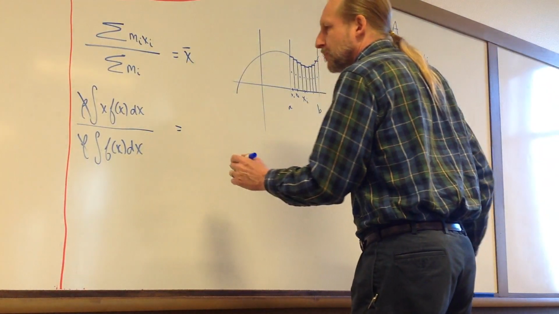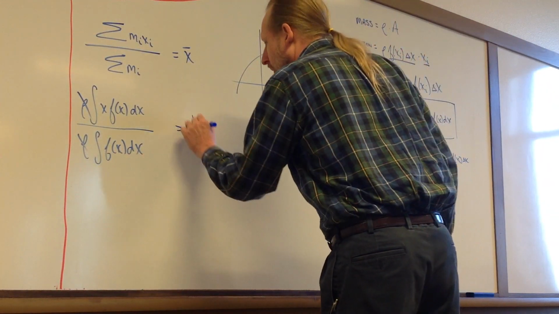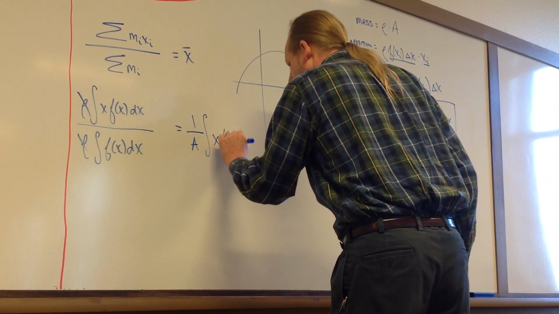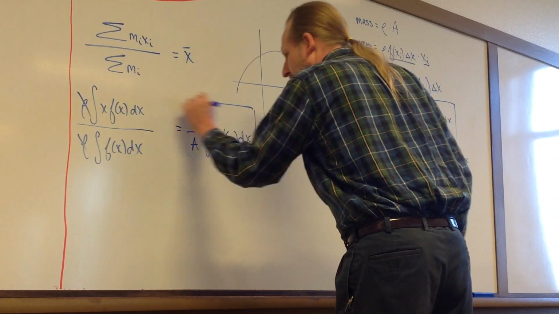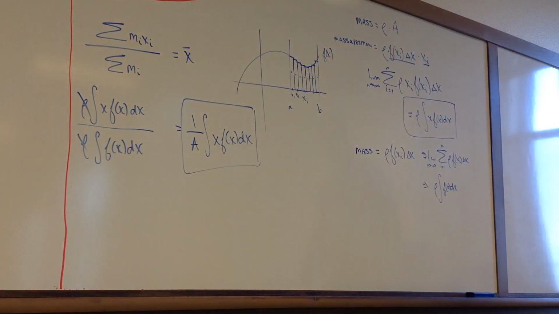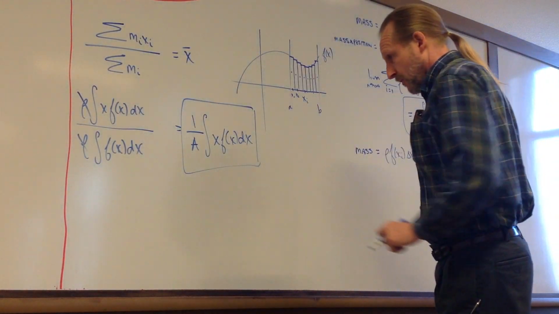And this is often expressed as 1 over the area times the integral of x f of x dx. And this is what you'll see, or what you can see, on your formula sheet. Okay, so this is our x bar formula.